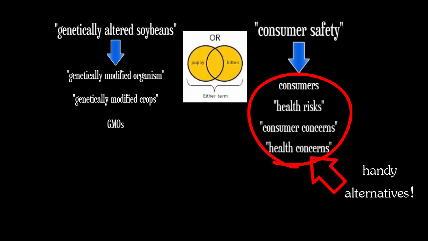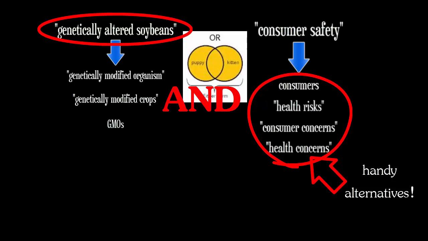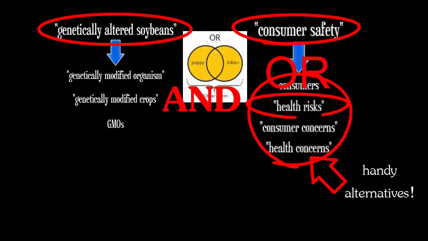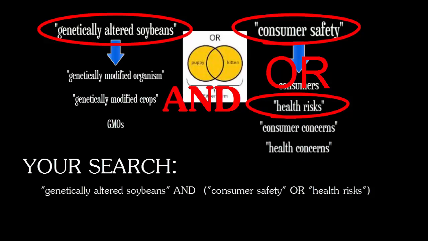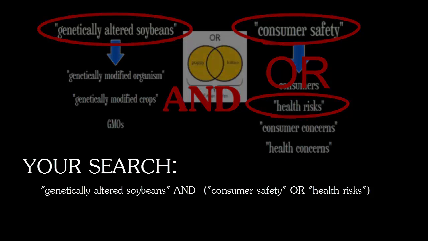ORs are great to use when you want to show flexibility in certain search terms. For example, here, I might search genetically altered soybeans and consumer safety or health risks. This tells the database that I want it to find genetically altered soybeans as an exact phrase, as discussed in the narrowing section, and that I'd like the phrase consumer safety or the phrase health risks to also appear in the results along with genetically altered soybeans.